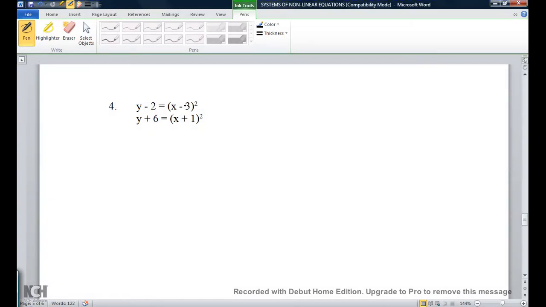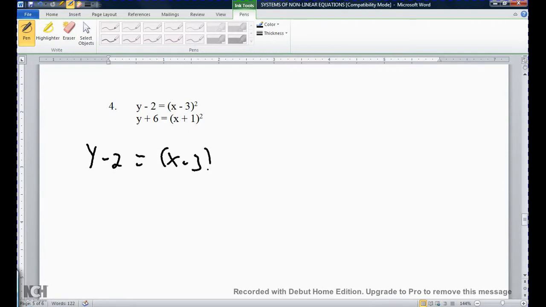Notice on this one that we have actually binomial squared, which is going to make a big difference. Now I'm still going to use substitution, but before I can do that, none of these variables are isolated. So what I'm going to do is take y minus 2 equals x minus 3 squared, and I'm going to solve for y, because that's fairly easy to do. That just means get the y by itself. I could do the same thing on the second equation. It doesn't matter. This one is actually a little bit safer because when I solve for y, I'm going to add 2, which means I don't have as many negative signs to worry about.